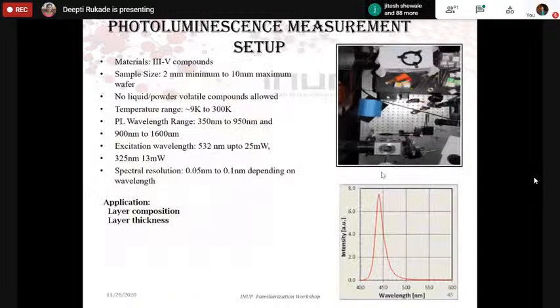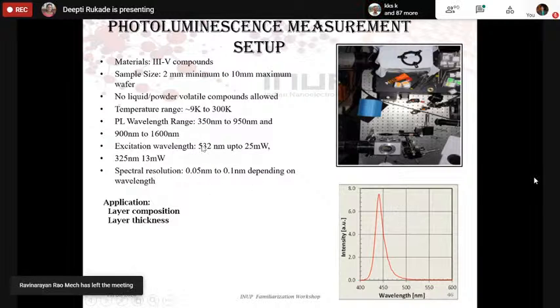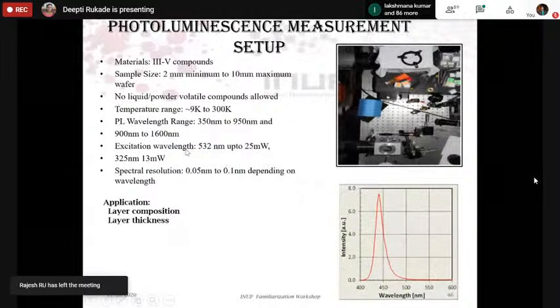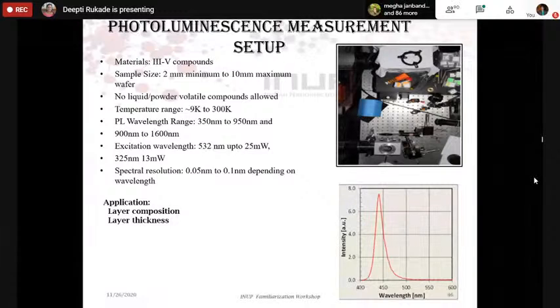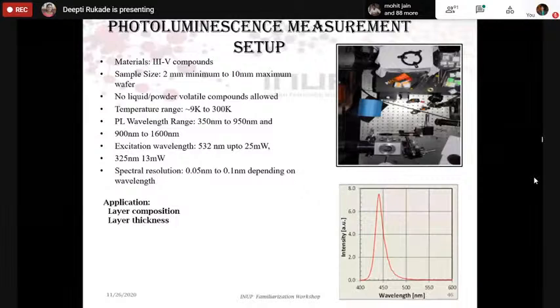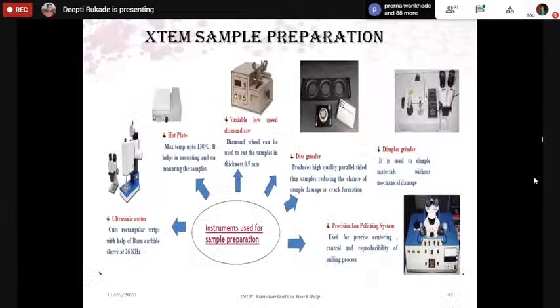We also have a PL setup. With this current PL, we have a standard laser that is 532 nanometer. Earlier we had one more laser, but that is not working right now. So we have now only one laser that is 532 nanometer, and hence we can check for the layer composition and thickness of those specific materials that have an excitation wavelength of around this value.